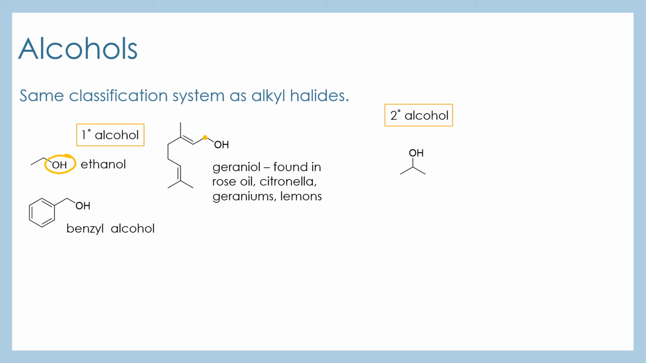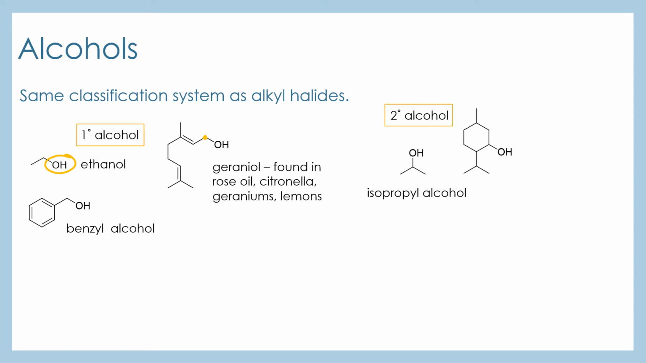Secondary alcohols can be really simple, like 2-propanol here, or the other name for this is isopropanol, which a lot of you probably have in your medicine cabinets. Isopropyl alcohol is used in first aid. But this is a secondary alcohol because the carbon that the hydroxyl group is attached to has 2 other carbons. So that makes it secondary.